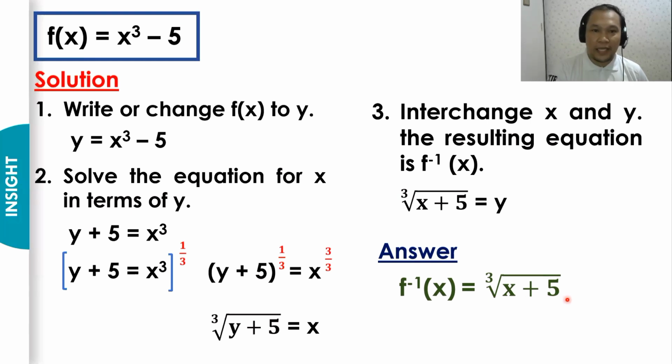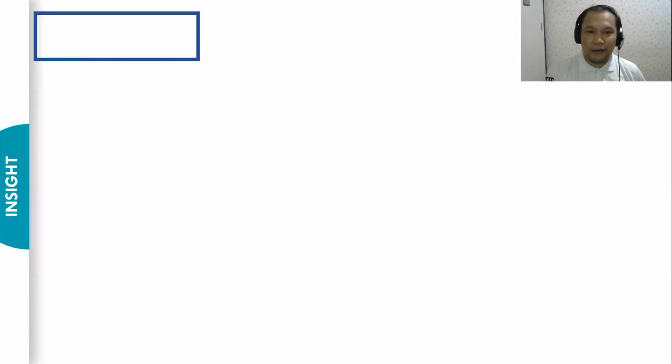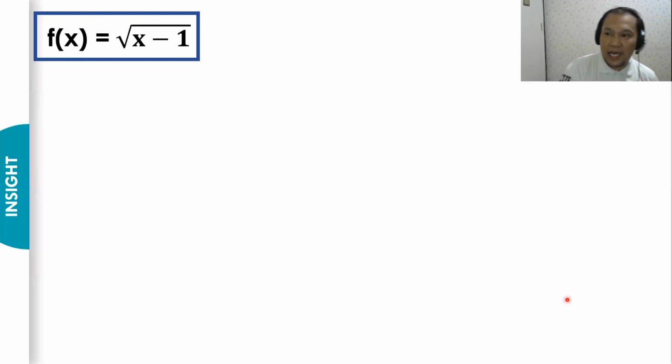Okay. Next. Another example, we do have radical function. Now, in this case, if we are going to have an even index, since this is a square root, therefore, we are going to have restriction for the value of x so that we are not going to come up with a result known as imaginary number.